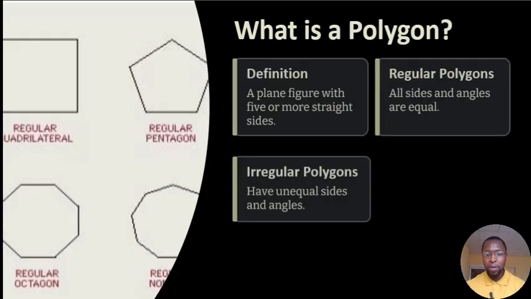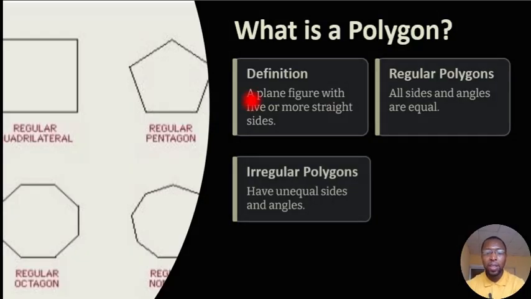What is a polygon? A polygon simply is defined as a plane figure. It's called a plane figure because it's a two-dimensional shape. Two-dimensional shapes are shapes that have length and breadth only. So it's a plane figure with 5 or more straight sides. So whenever you see any shape that has 5 or more straight sides, you know that that shape is in the family of polygon.